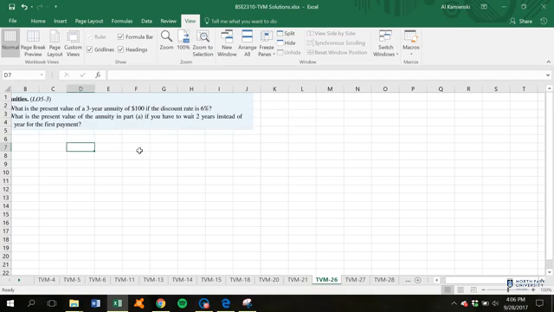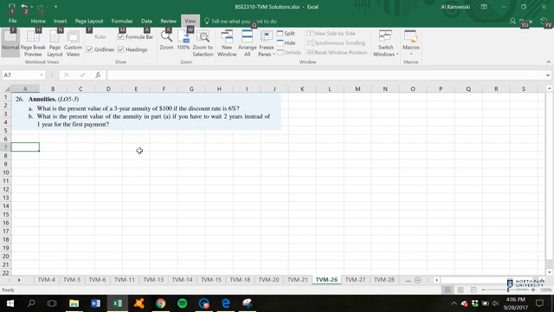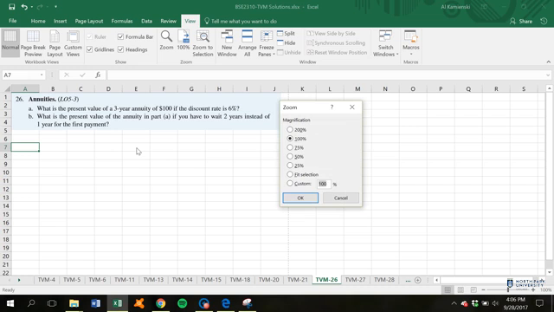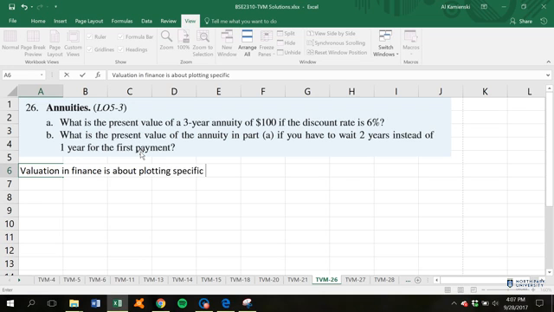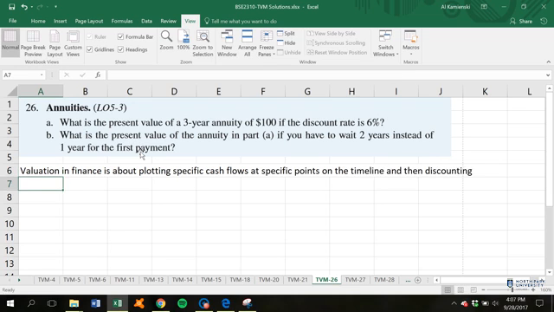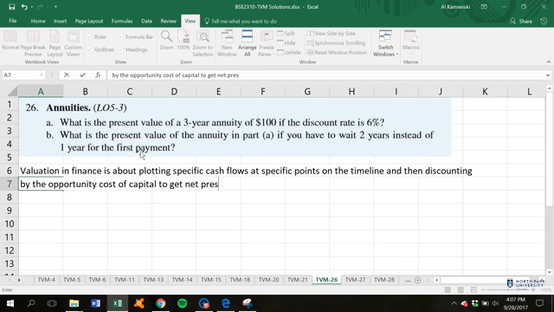Okay, these problems are equally straightforward, but they do start to get a little bit trickier because they start to test our knowledge, once again, of the basic rule of valuation, which I want to remind you, and I'll type it again. What was it last semester? Valuation in finance is about plotting specific cash flows at specific points on the timeline, and then discounting by the opportunity cost of capital to get net present value.